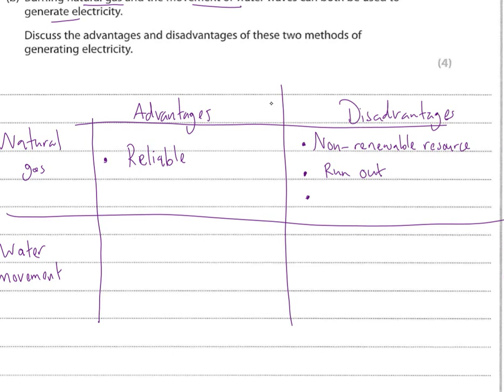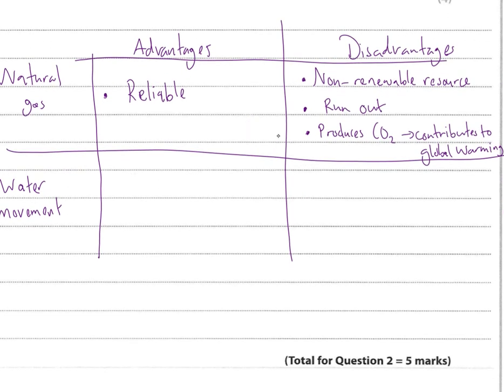Now, burning gas produces carbon dioxide, which contributes to global warming, and that's how we harm the environment, because it produces CO2, and CO2 contributes to global warming in this particular case, so greenhouse gases.